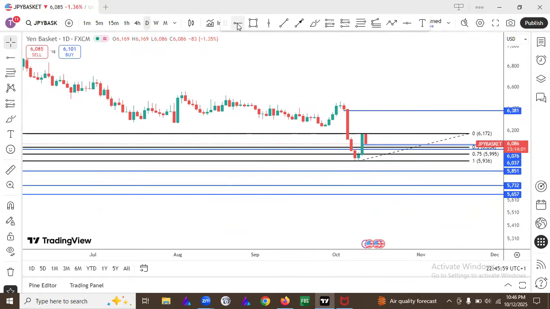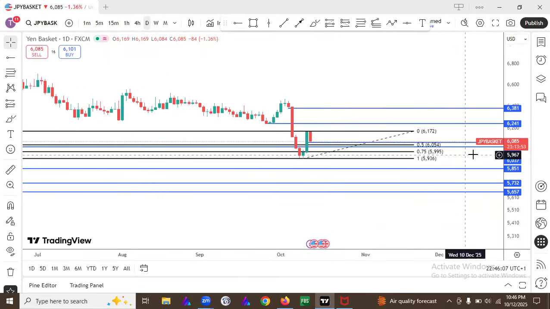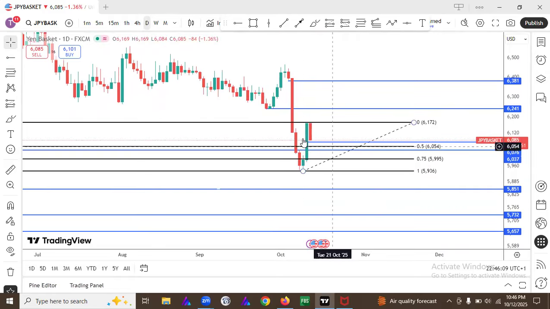Okay, so also we have this support turned resistance, which will be my first target. I'm buying yen from this zone. Price is expected to pull back to test this level, so this will be my first target.